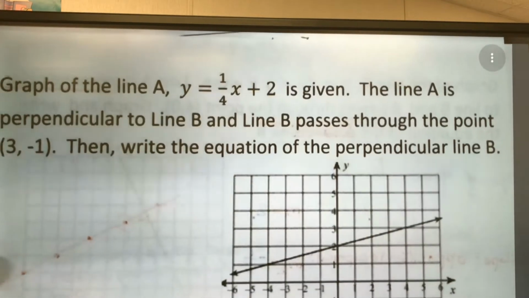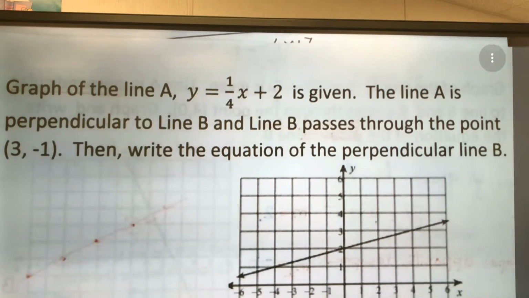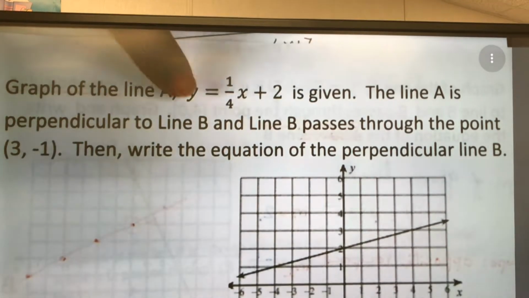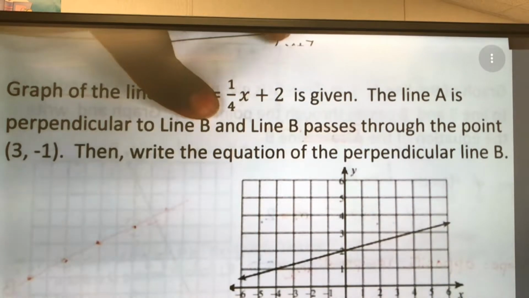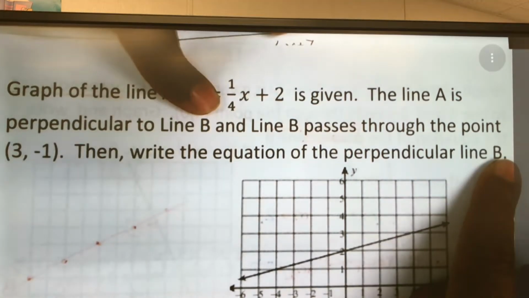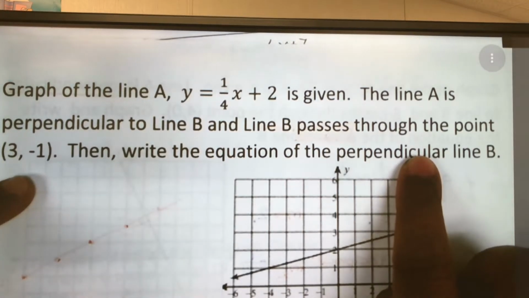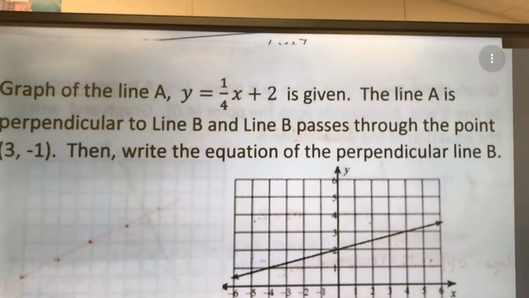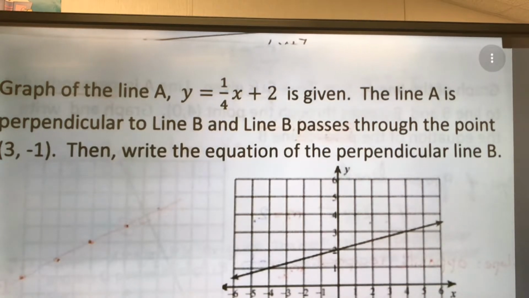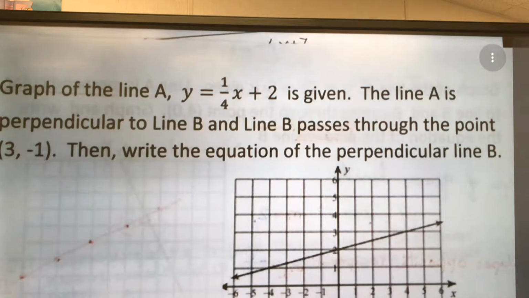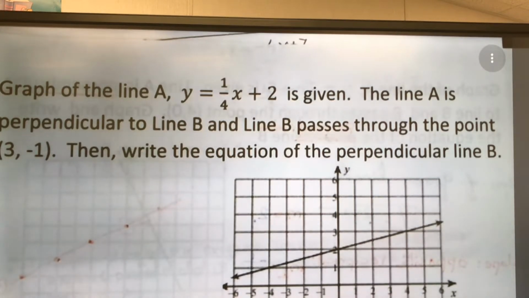Here is the question. We are given the line A and a point, and line A is perpendicular to B. So I need to write the equation of the perpendicular line B. B passes through the point (3, -1). So please try by yourself, pause the video, and once you have done, please come back. I hope you have done that question.